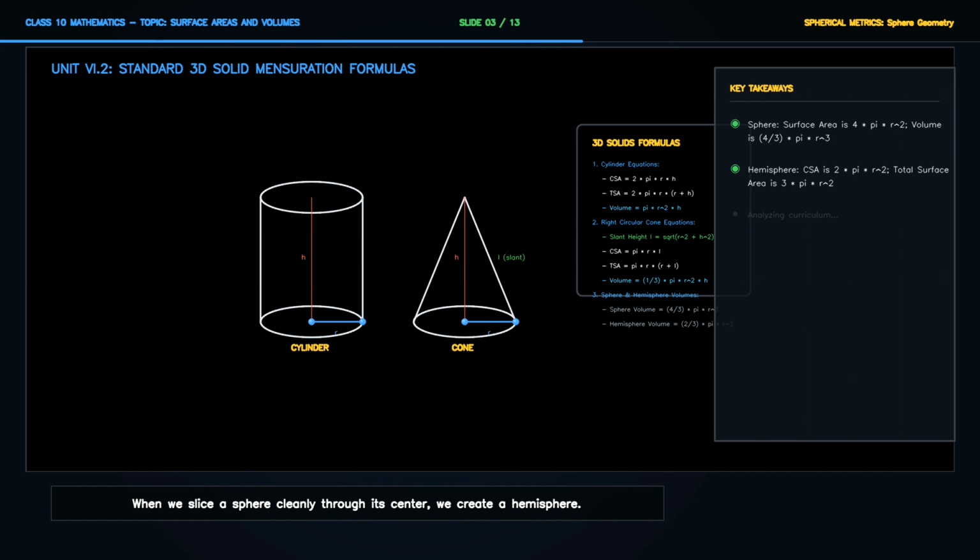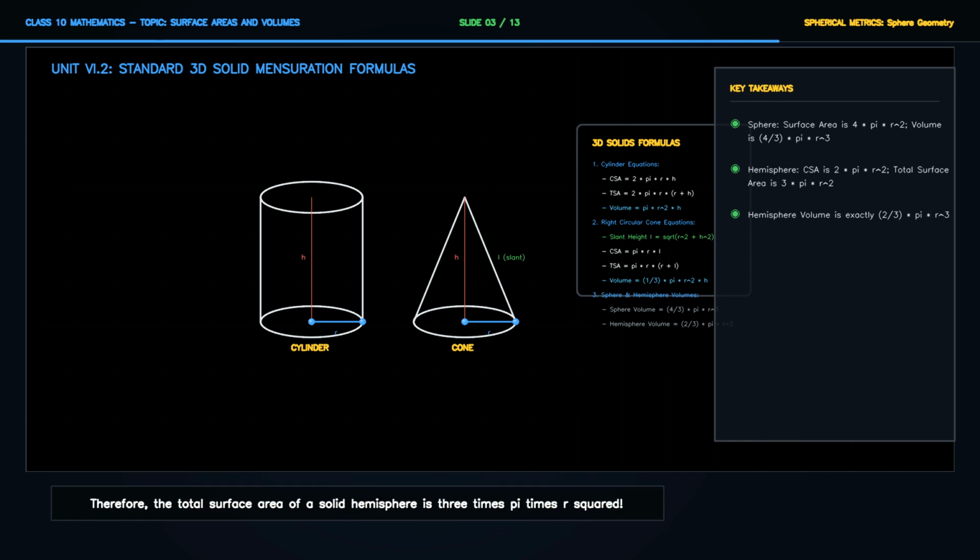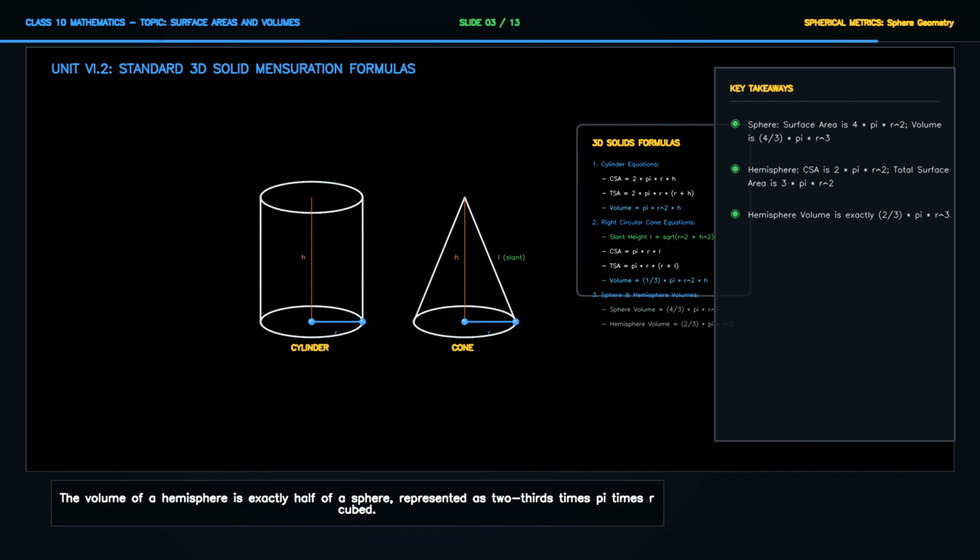When we slice a sphere cleanly through its center, we create a hemisphere. A hemisphere has a curved surface area of 2πr², but it also has a flat circular top face. Therefore, the total surface area of a solid hemisphere is 3πr². The volume of a hemisphere is exactly half of a sphere, represented as 2/3 πr³.